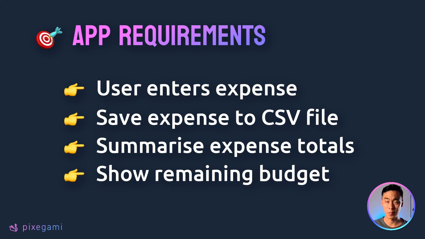And then we want to summarize the expense totals. So we'll have to look at the file, and the file will have all the expenses we've ever added using this app, and then we want to summarize that. And then after that, we want to show the remaining budget. So let's assume that we do this on a monthly basis, and this file represents the spending for a month. If we have a budget in mind for the month, maybe say $2,000, then we can take the total and subtract that to figure out how much we have left for the month. And we can even do a day-by-day breakdown.